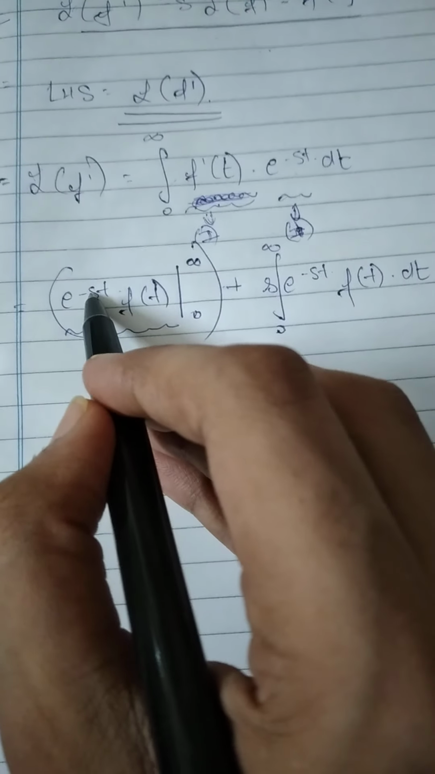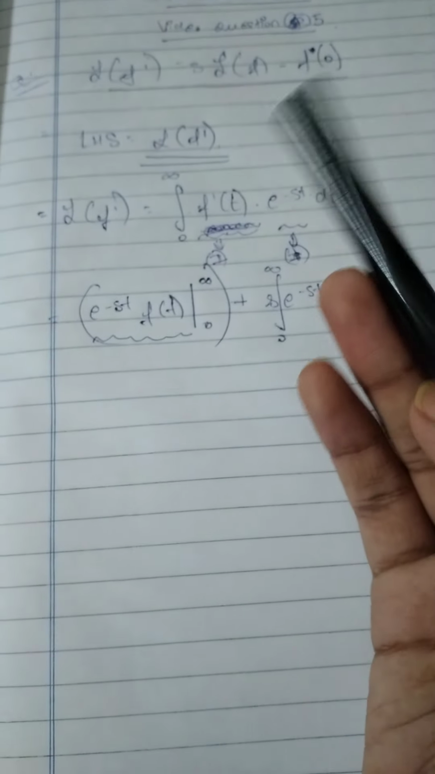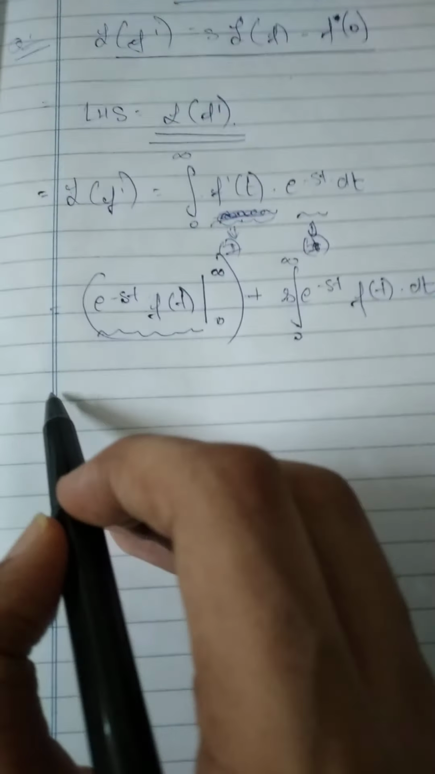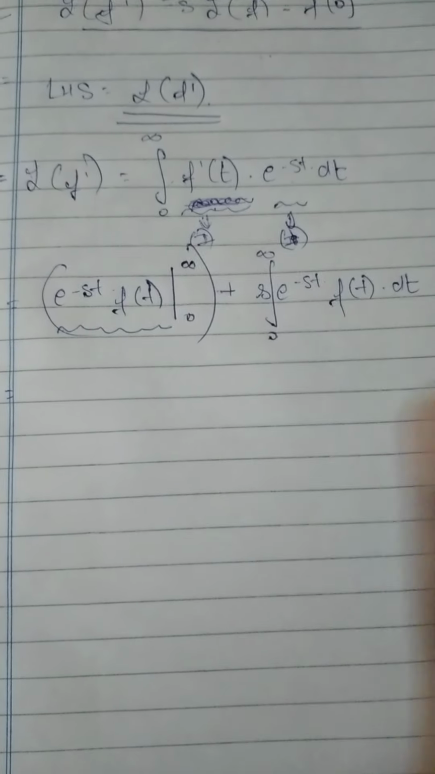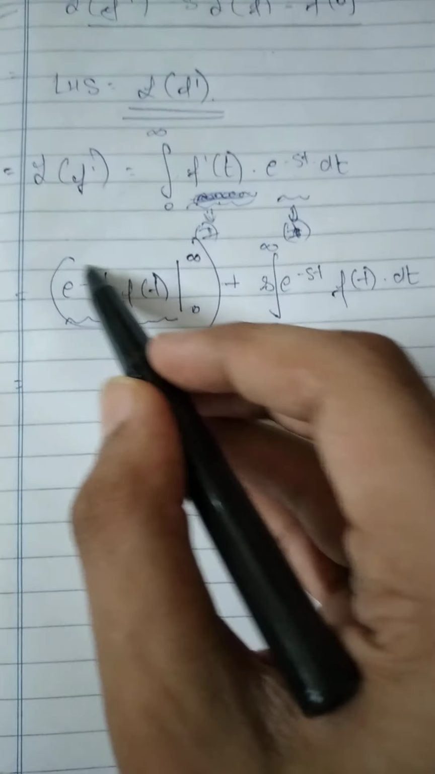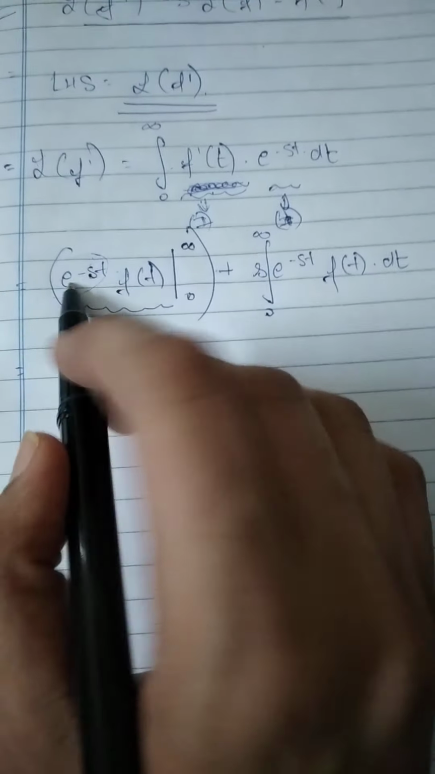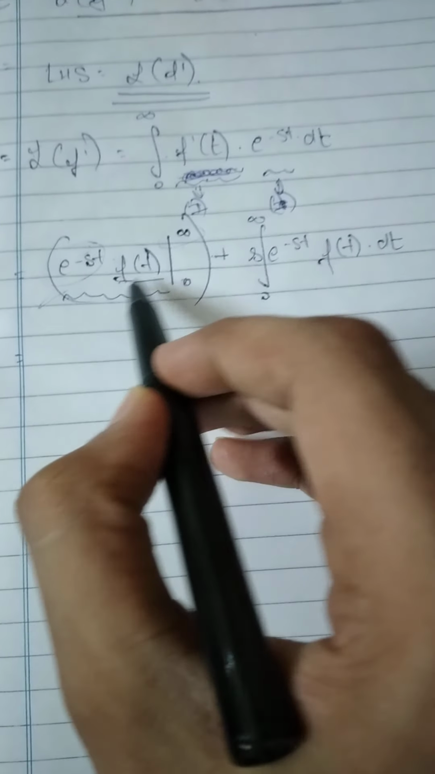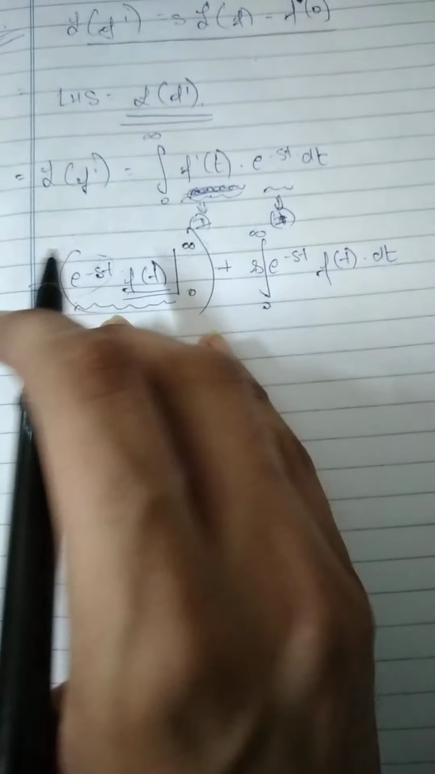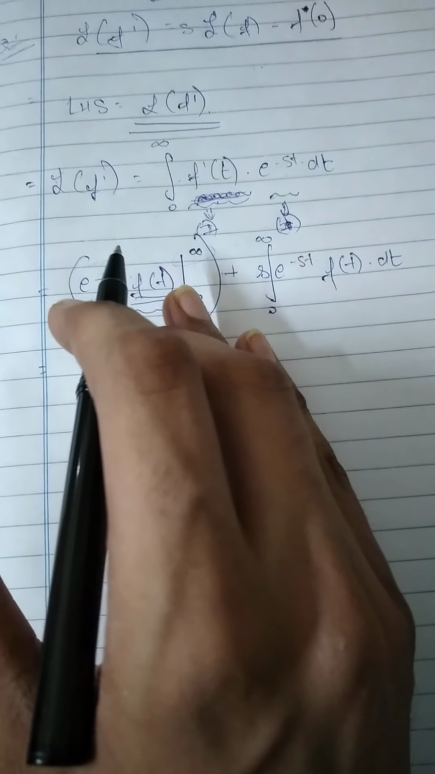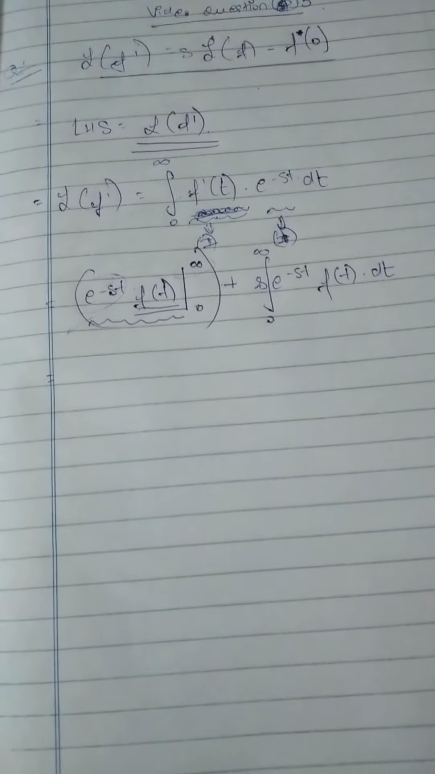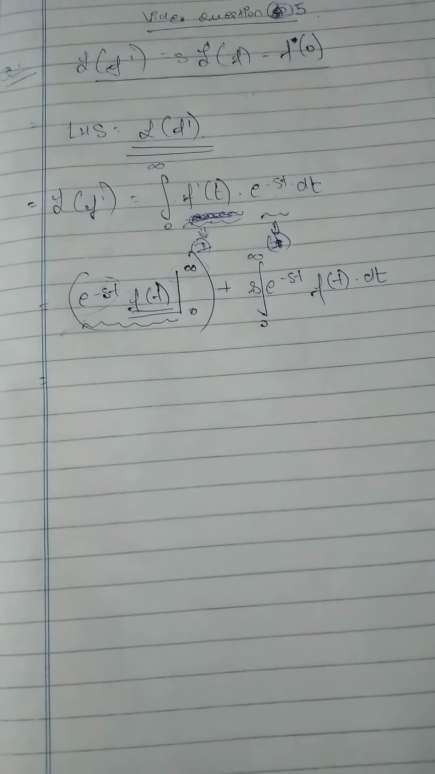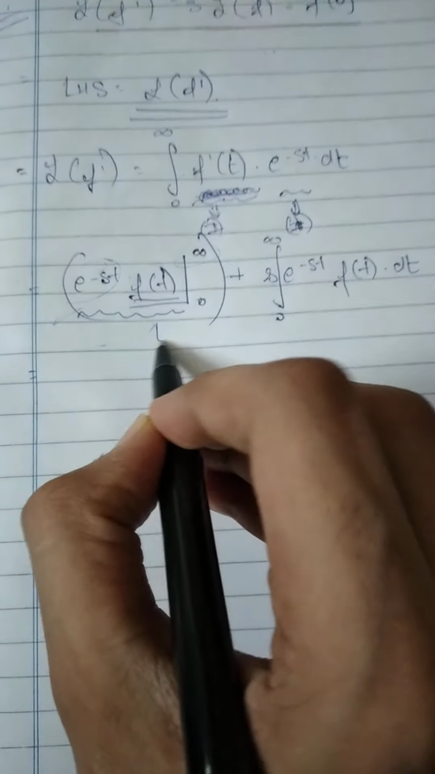So s is by its nature positive. We're talking about positive shifts here, so the exponential part of the integrated function here will tend to 0 as this part tends to infinity. Now this function is smooth, or rather piecewise smooth for t greater than 0. That's a fact.